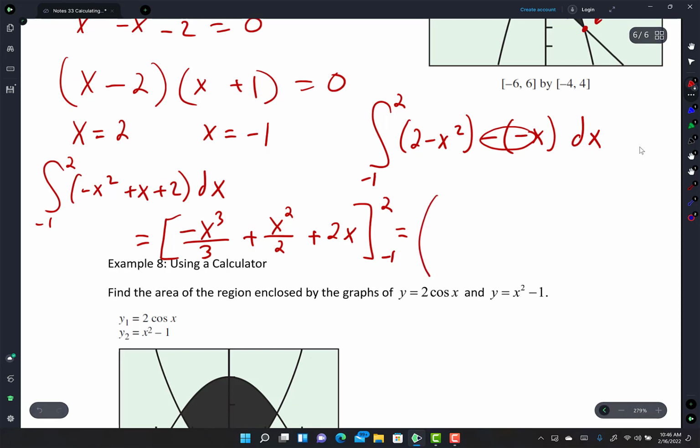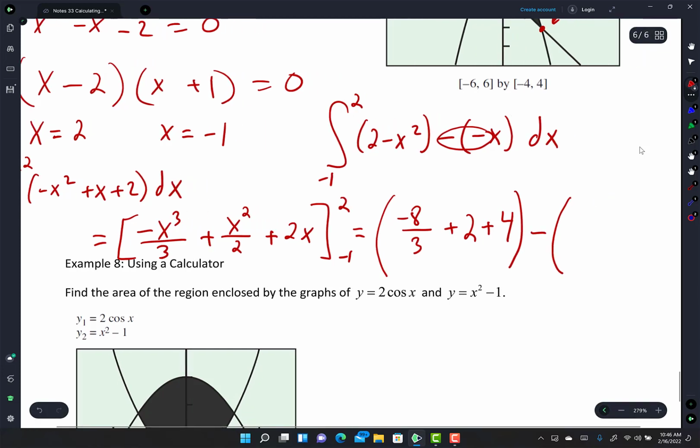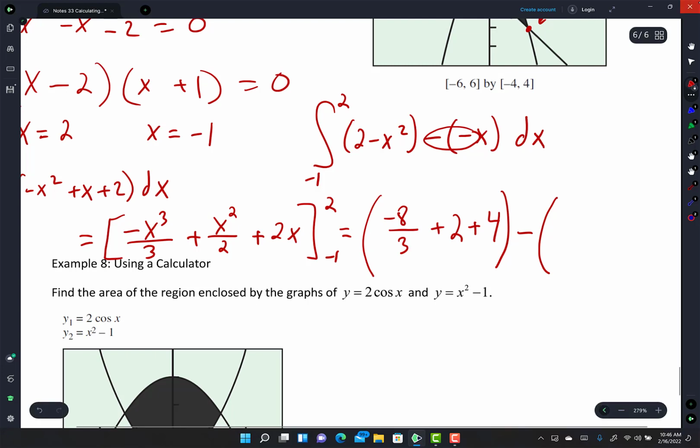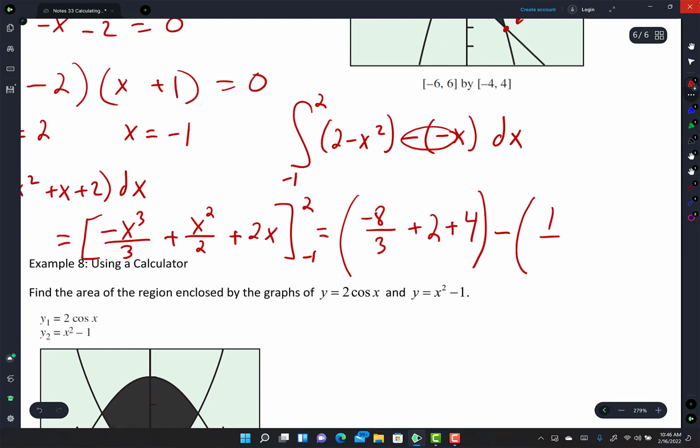So let's see, negative 2 cubed, that's negative 8, over 3, plus 2 squared is 4. 4 divided by 2 is 2. And then plus 2 times 2 is 4. Let me know if I make mistakes, because I make them all the time. That's for upper. Minus, let's see, negative 1 cubed is negative 1, but I already have a negative, so it turns to 1/3. And then negative 1 squared turns to a positive, so 1/2. And then 2 times negative 1, negative, minus 2. There it is. I'm going to leave it like that, guys.